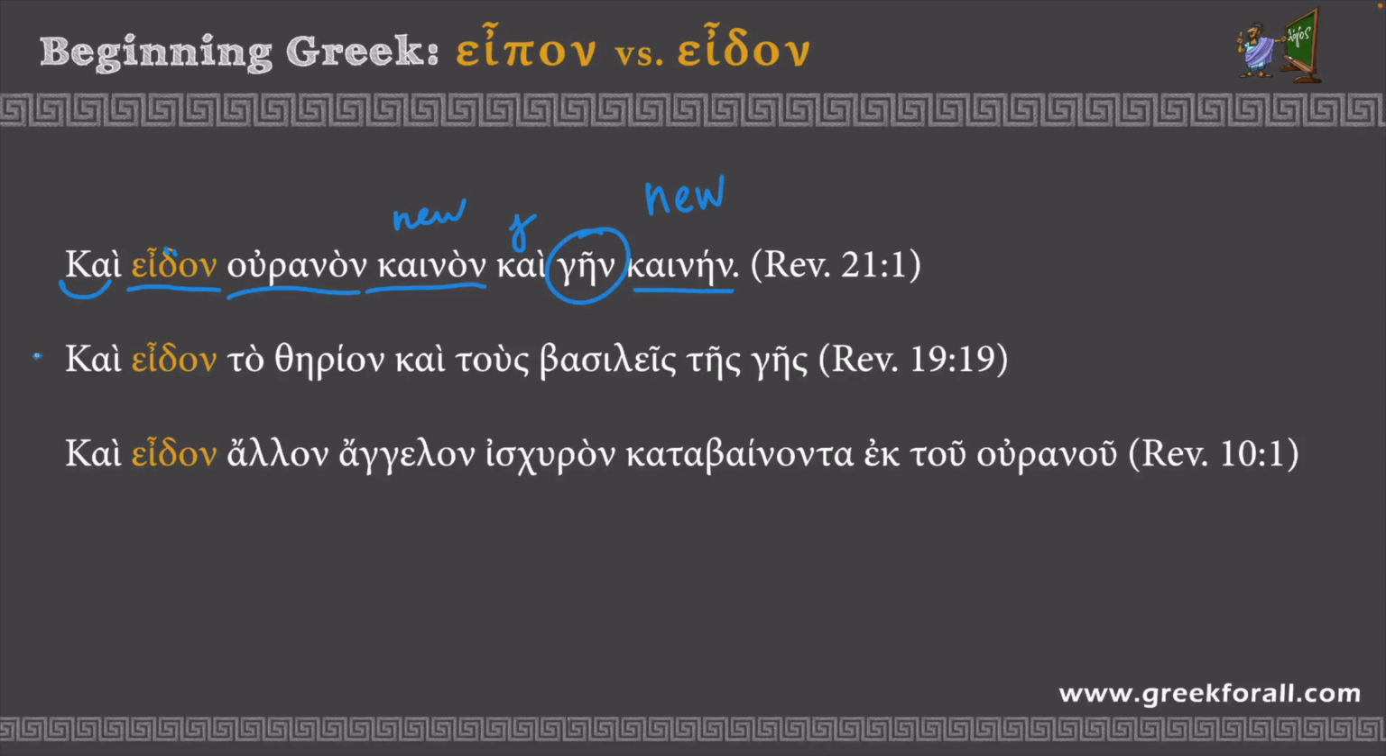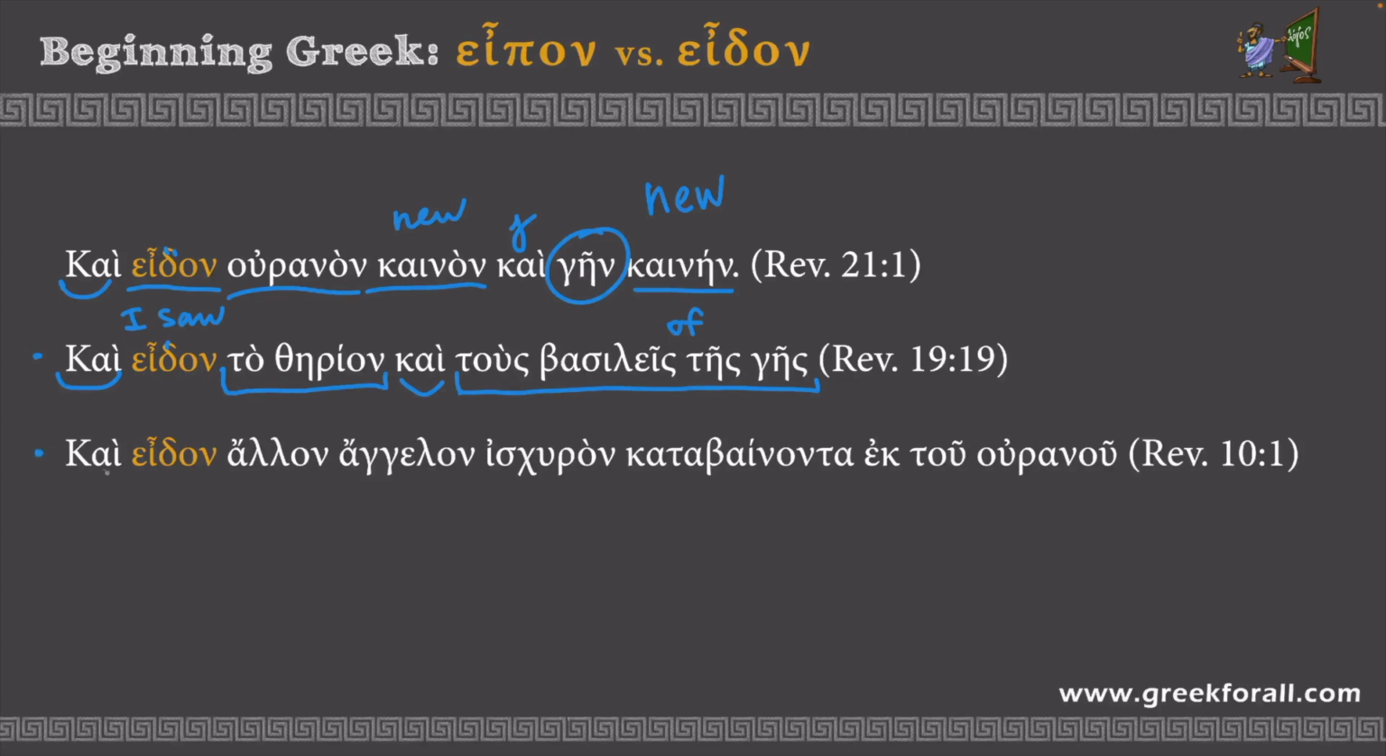Second example, kai eidon to therion kai tous basileis tes ges, Revelation 19:19. And I saw, again, to therion, the beast, and tous basileis tes ges, and the kings of the earth. This is genitive, so we insert of the earth. And I saw the beast and the kings of the earth.